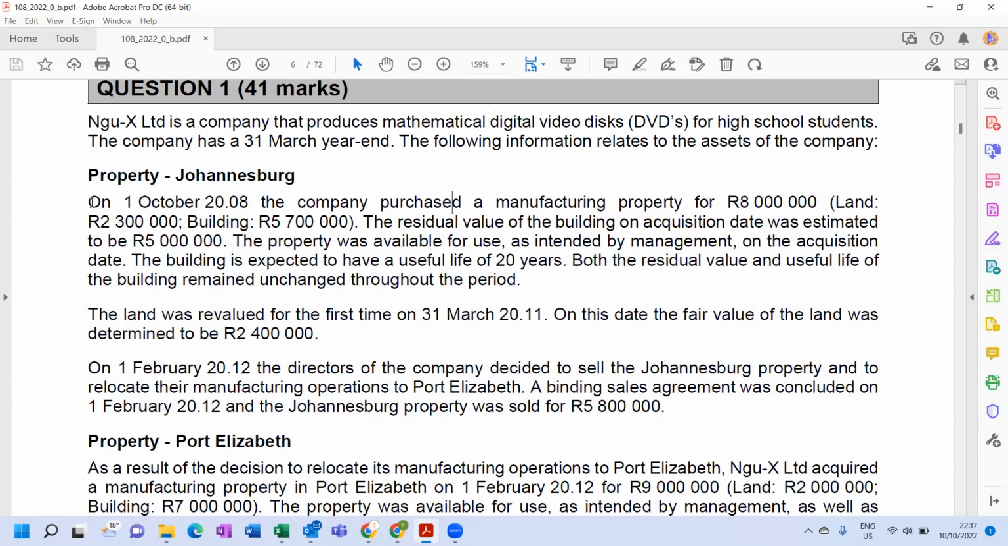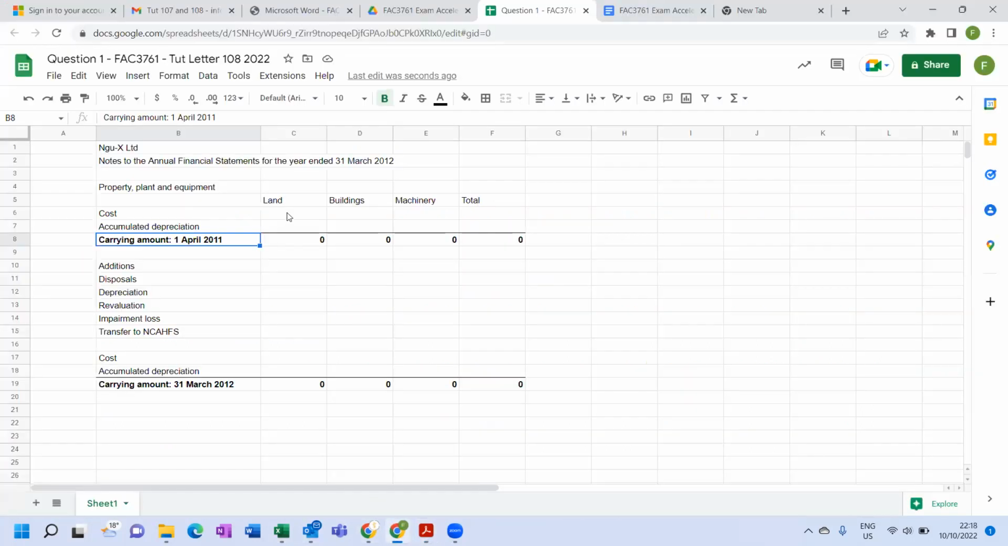We know that on 1 October 2008, the company purchased a manufacturing property for 8 million. 2.3 was the land and 5.7 was the building. So that should be the cost price: land would be 2.3, buildings would be 5.7. Just an important point to take note of. I'm going to change this just now, I just want you to work through the thinking with me.